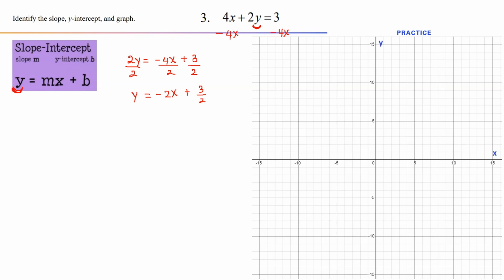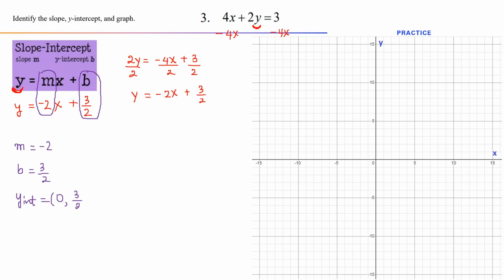Now we can rewrite it one more time. y equals negative 2x plus 3 over 2. So the m value, m equals negative 2. The b value, b equals 3 over 2. Right? So the y-intercept is (0, 3/2).